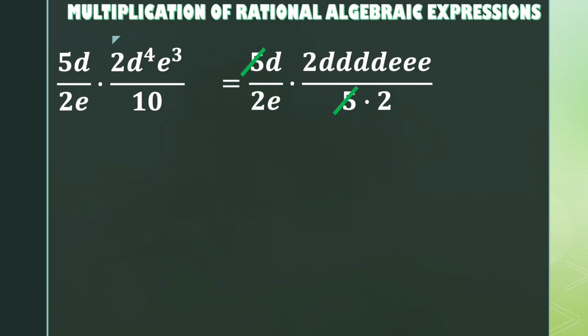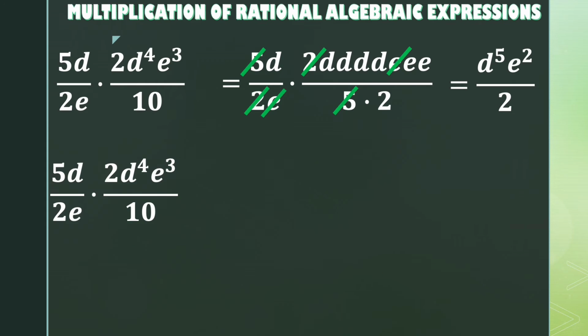Then, cancel out natin yung 5. Then, yung 2. Then, yung isang e. Okay? Meron tayo ngayong natirang ilang d. 1, 2, 3, 4, 5. So, meron tayong 5 d, that is d raised to 5. At meron tayong 2 e sa numerator, that is e squared. So, therefore, ang final answer natin is d raised to 5 e squared all over 2.